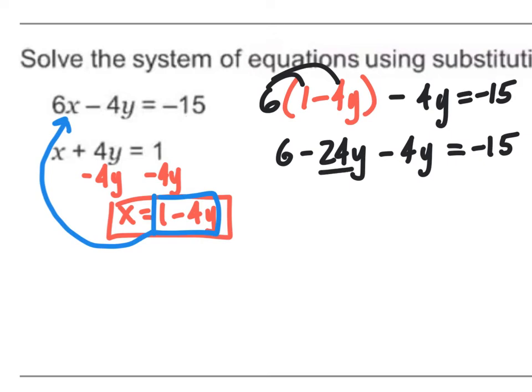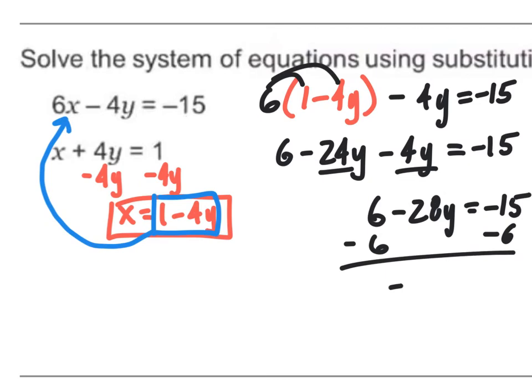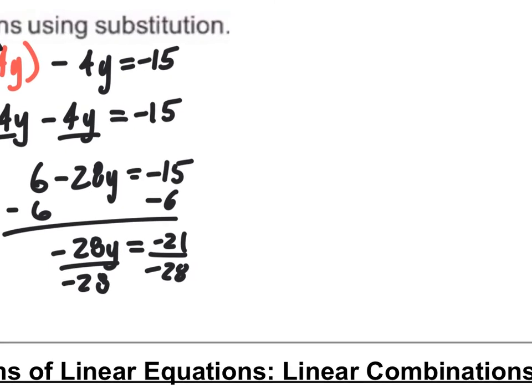I'm going to combine my like terms. I get 6 minus 28y, and that's equal to negative 15. I'm going to subtract 6 from both sides. So I end up getting negative 28y is equal to negative 21. Now, if I divide by negative 28 on both sides, that's going to give me positive 3/4. So y is equal to positive 3/4.